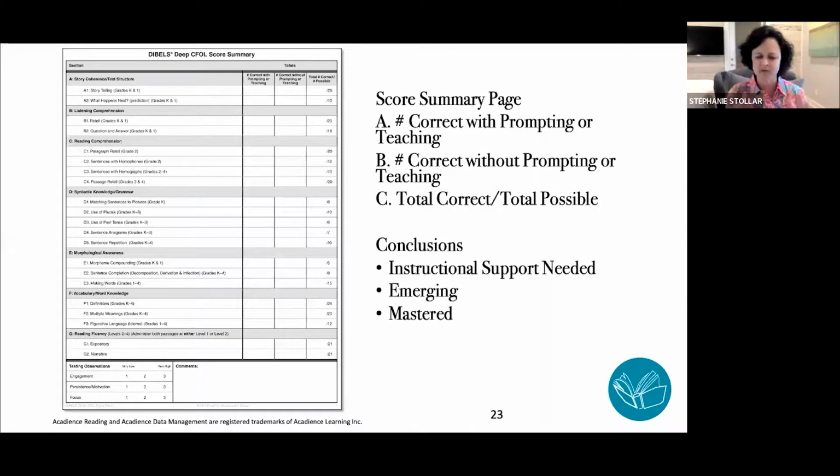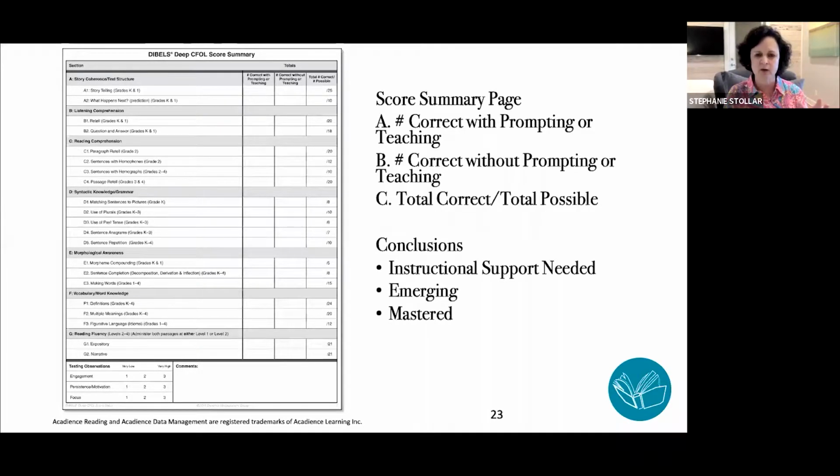You're capturing that on this summary page, the number they got right with prompting and without prompting, but there's no benchmark or standard that you're comparing a score to. That's really not what it's about. You're just trying to capture and draw conclusions: what areas did they seem to be perfectly accurate on? And so we would consider those skills to be mastered.